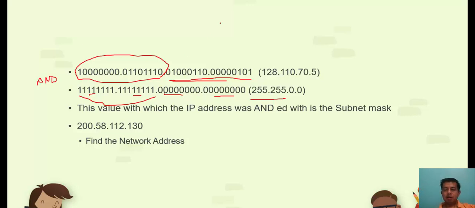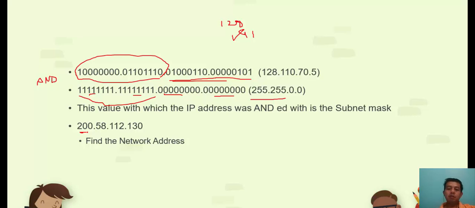If you remember, the class B network starts from 128. The first octet is from 128 to 191. Just remember, just by looking at the first octet, we can say whether it's a class A or class B or class C. So the first octet is 200. This is a class C network.